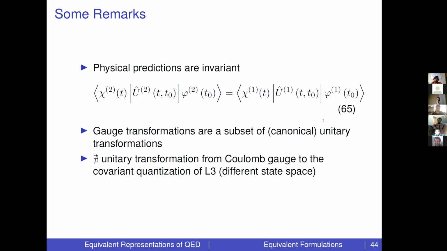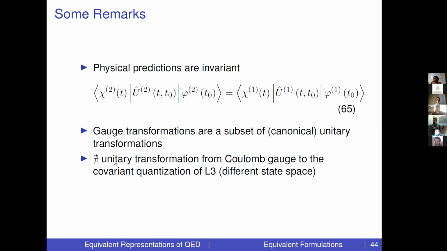Now, it's important to notice that gauge transformations are then just a subset of canonical transformations, which are more general. So in general, we have unitary transformations, and there are some gauge transformations that allow us to go to different gauges. We will see in the next lecture that, for instance, in the two particle case, we cannot go to a different representation of the usual multipolar expansion from the minimal coupling Hamiltonian with a gauge transformation.